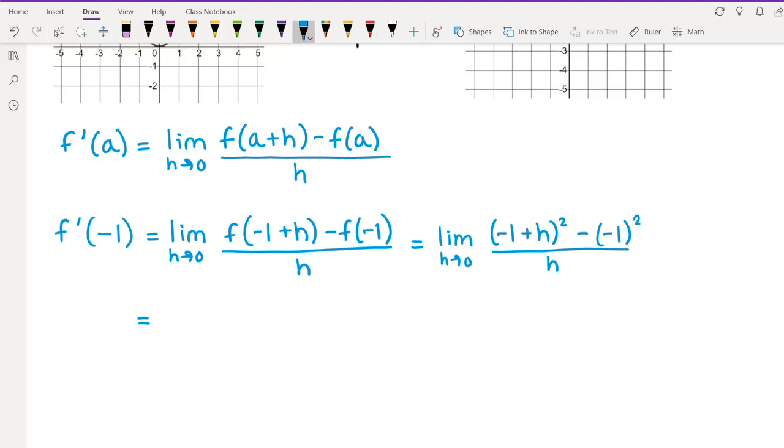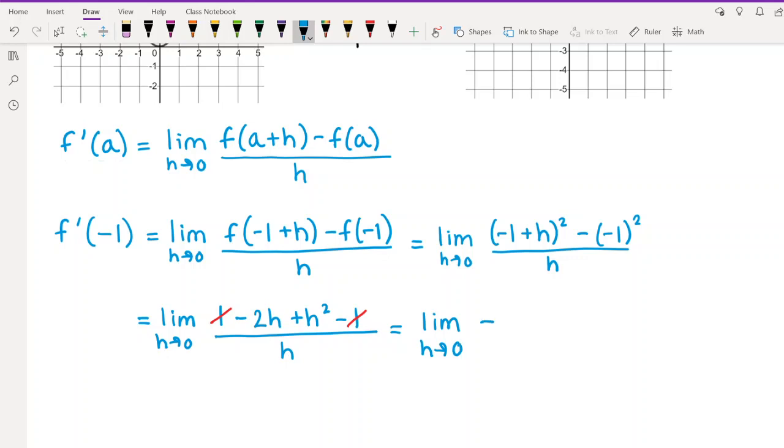And then if we multiply all that out, we're going to get -1 times -1 is 1, and then we have minus 2h plus h squared, and then (-1) squared is positive 1, but then we're subtracting it, all divided by h. And so notice that this 1 and this 1 are going to cancel out. So we're left with the limit as h approaches 0 of negative 2h plus h squared over h.